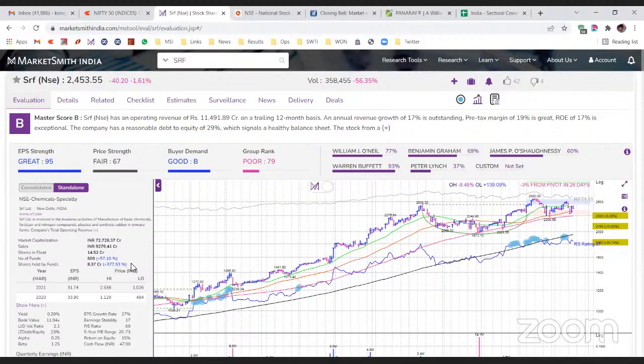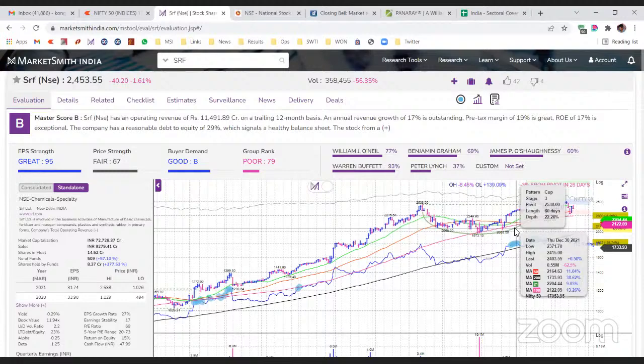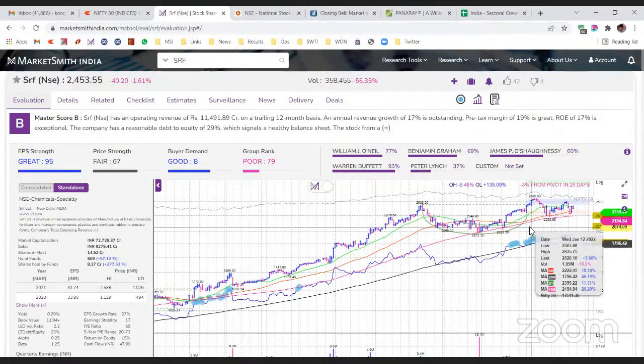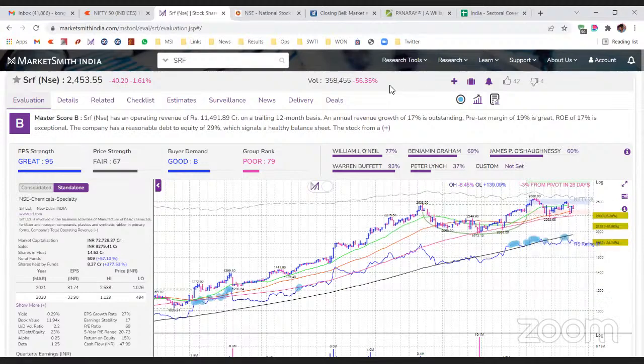But a negative point we can look at is that it is not a completely late stage base, but can be taken as a late stage base, a stage 3, considering the market correction at the moment. The stock was not able to sustain above its pivot, and you can see the stock is clearly trading below its key moving averages at the moment.